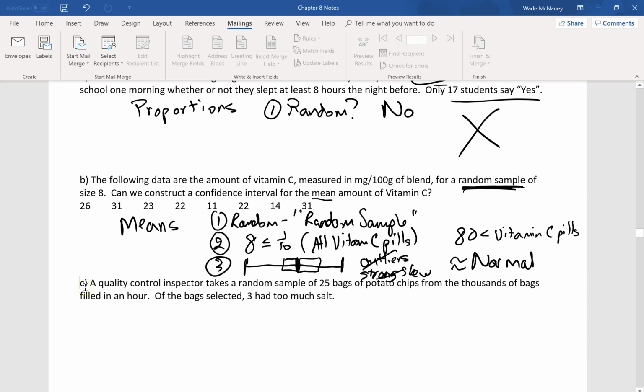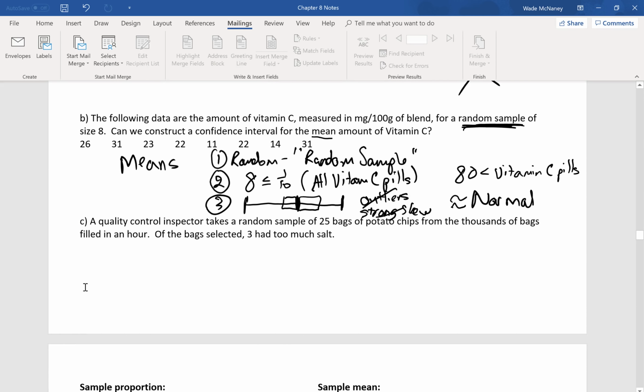All right, and finishing up here with letter C. So we have a random sample of 25 bags of potato chips from the thousands of bags filled an hour. Of the bags selected, 3 had too much salt. So we know that we're looking at the proportion that had too much salt. So we're trying to figure out what percentage had too much salt. So this is a proportions problem.